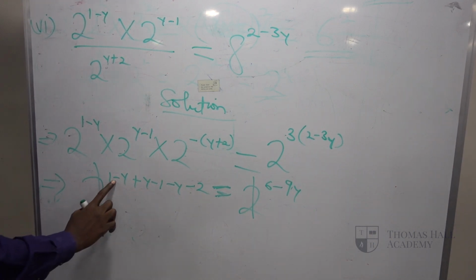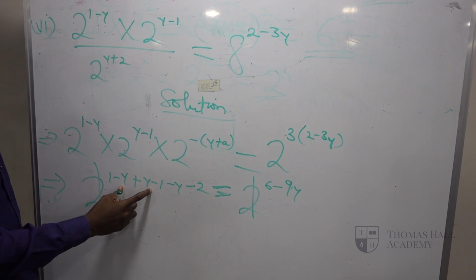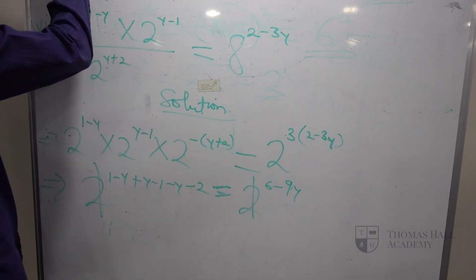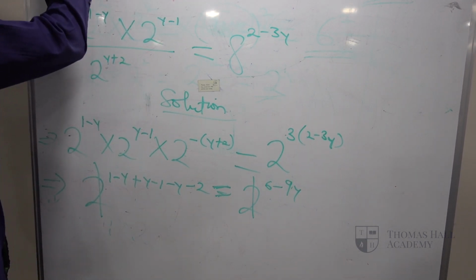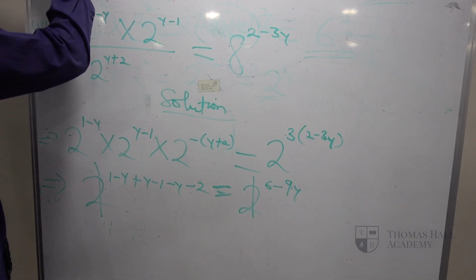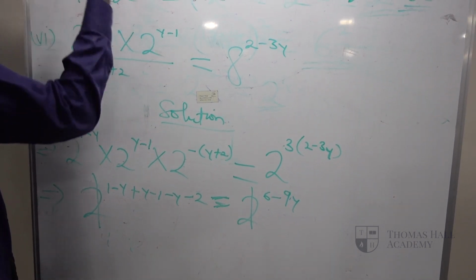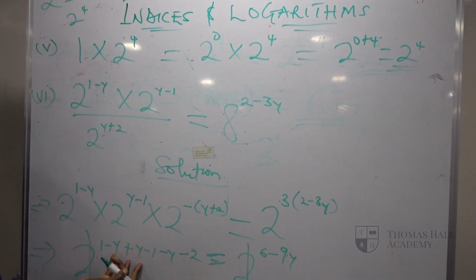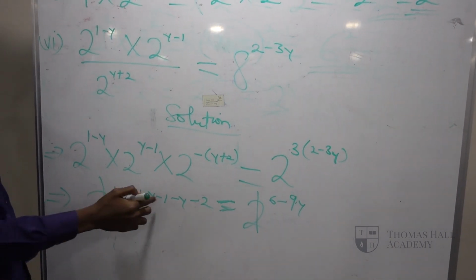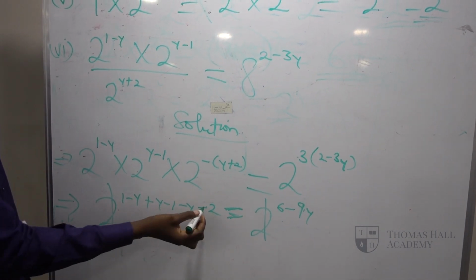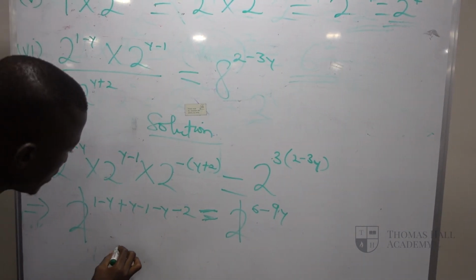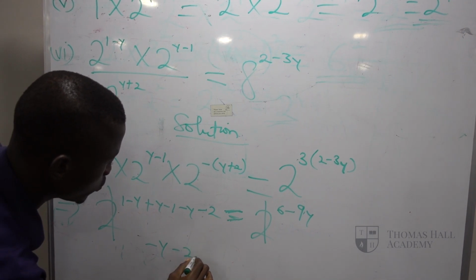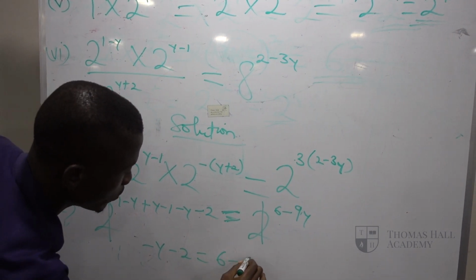Again, minus y plus y gives us 0, just like when we say minus 1 plus 1. I am owing you 1 naira, and I have 1 naira. So when I give out my 1 naira, I have nothing left. So minus y plus y is 0. 1 minus 1 is 0. So we are left with only minus y minus 2 equals 6 minus 9y.